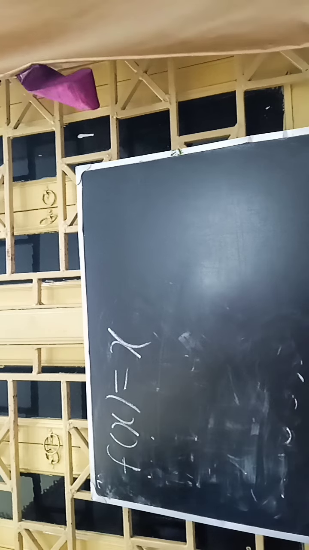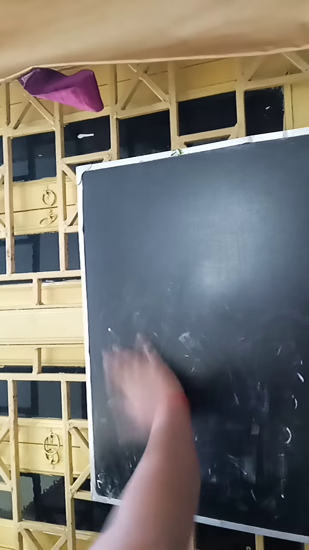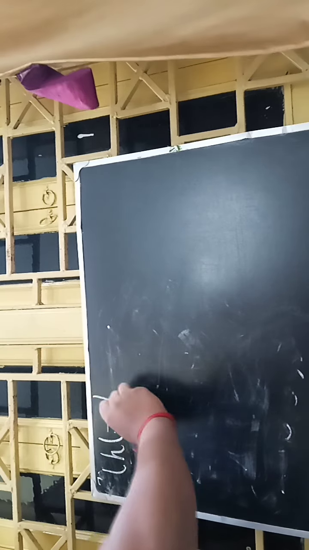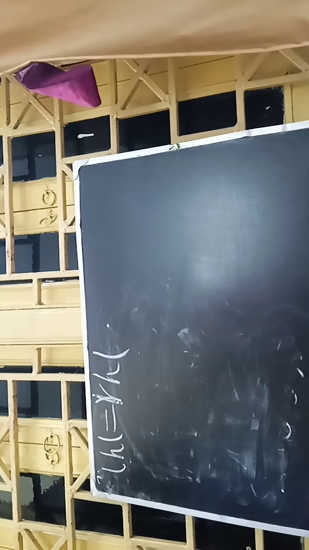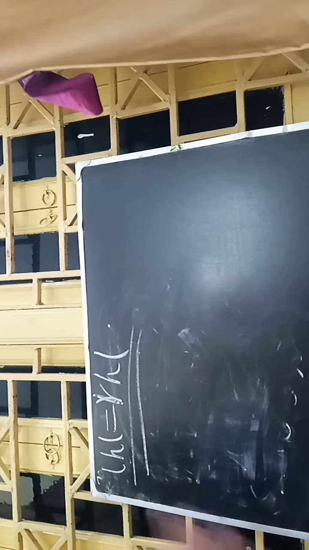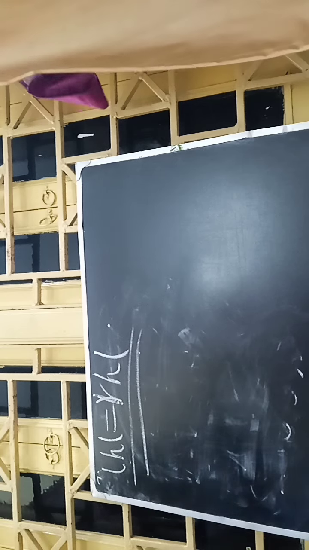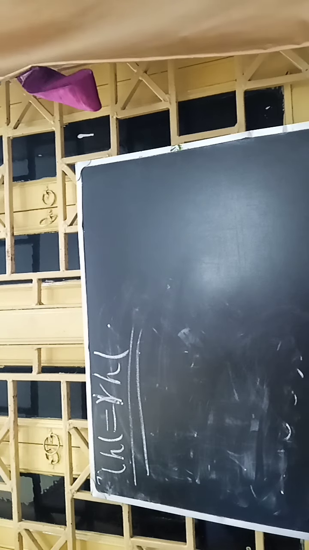Now we can say for a number its limit exists if LHL is equal to RHL. Okay, this is a very important property. If and only if this occurs, we can say that the limit of the number at that particular interval exists.